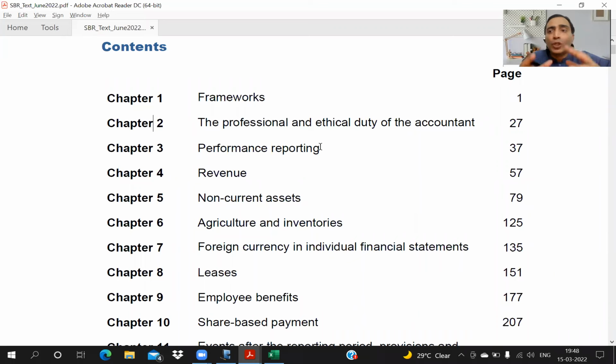There is no equivalent to IAS 1 in Indian GAAP. Of course, we have something called AS 1, Disclosure of Accounting Policies. But in India, IAS 1, can anyone tell me?